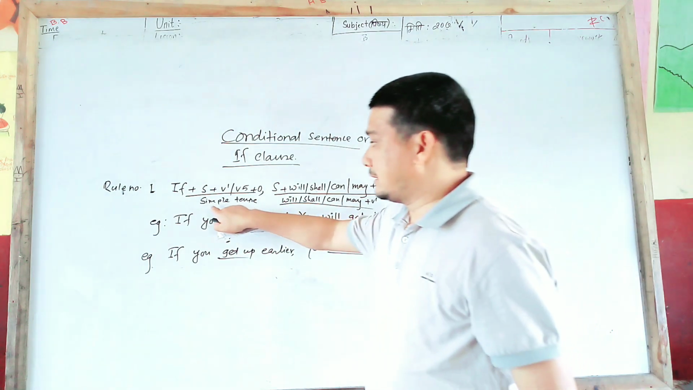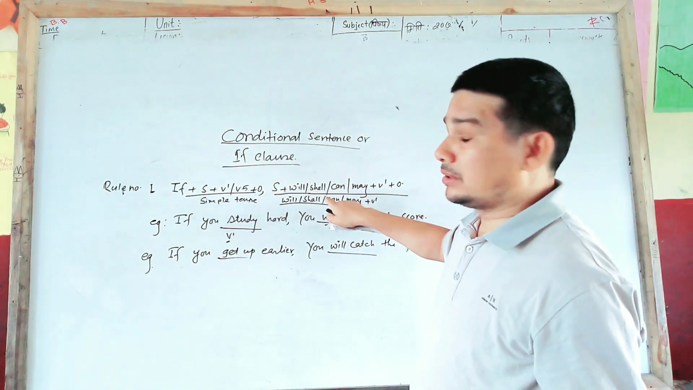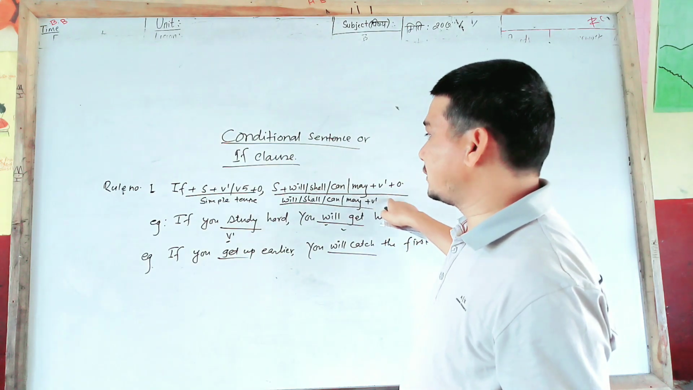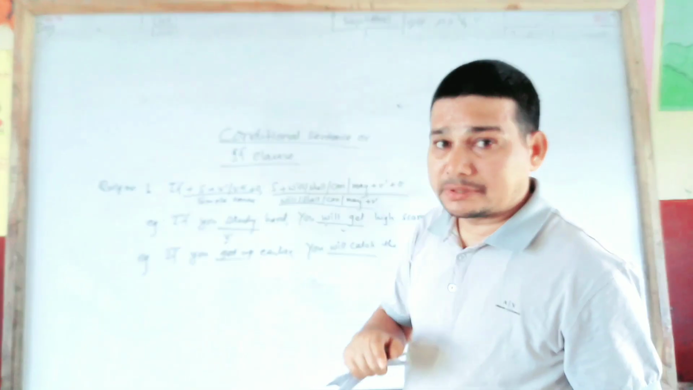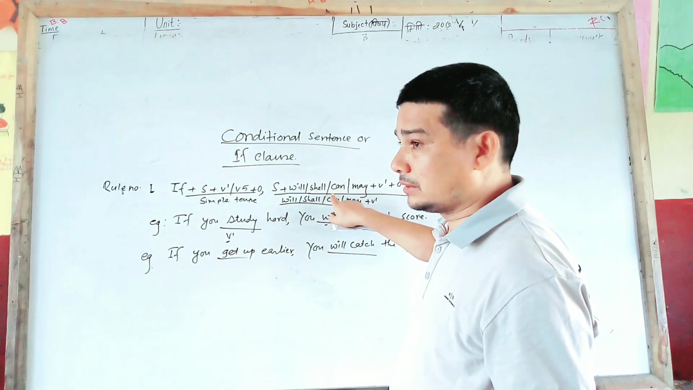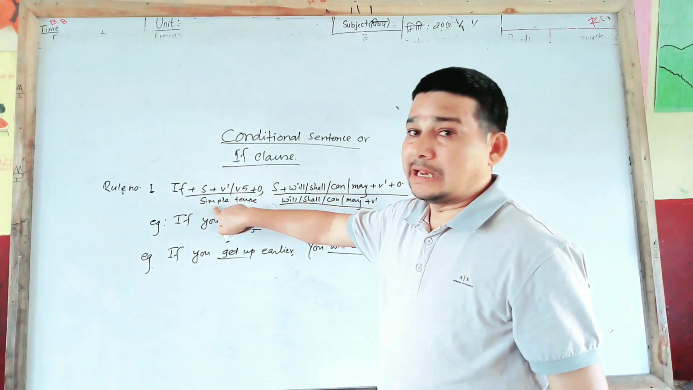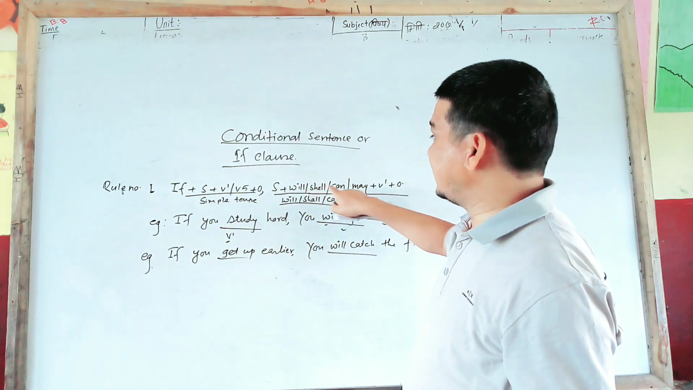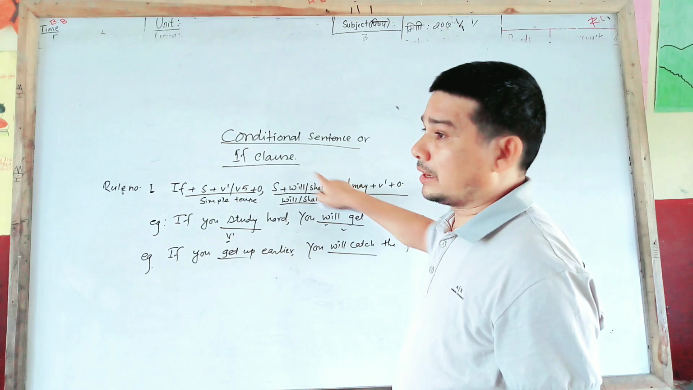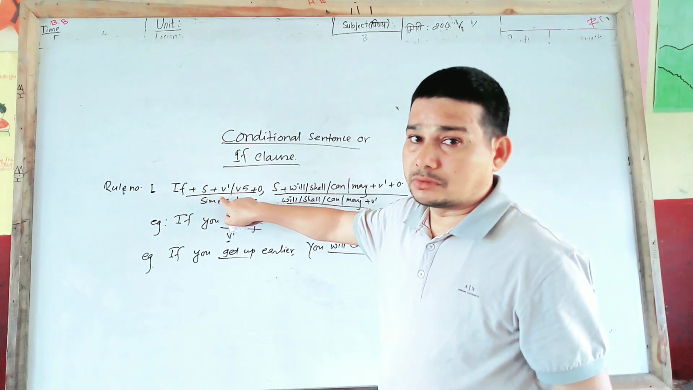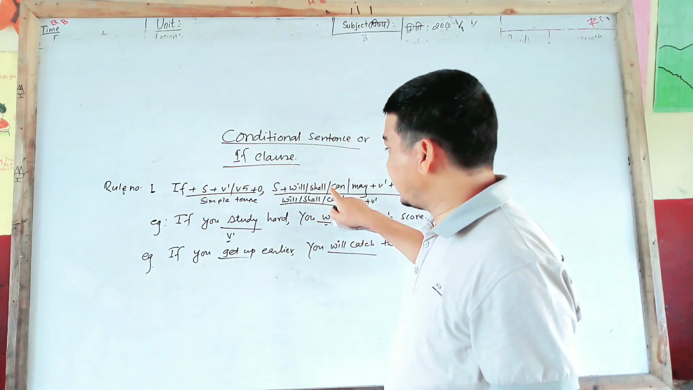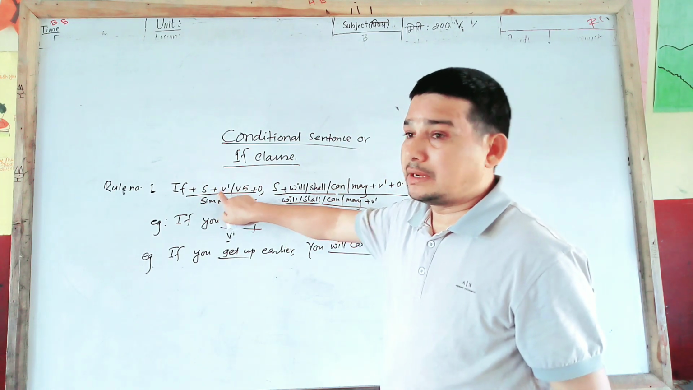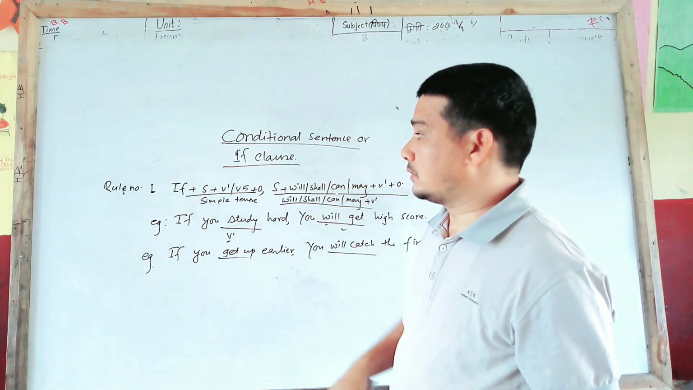If our if clause is in simple present tense, then the main clause should be subject plus will, shall, can, may plus v1. Or in some cases, the main clause is given and the if clause is left blank. In this case, you have to see which structure is there and what should be there. Sometimes you should look here and find it, sometimes you should look there and find it. So this is rule number 1.